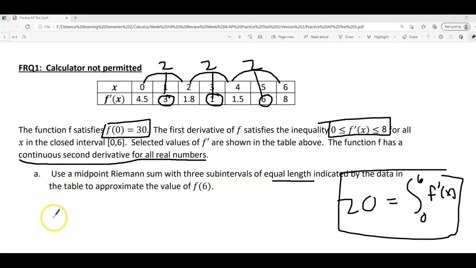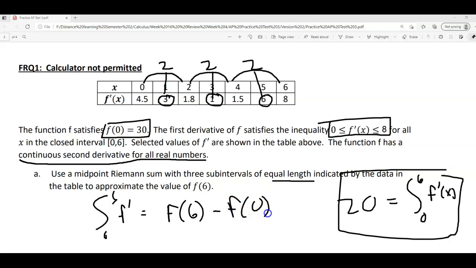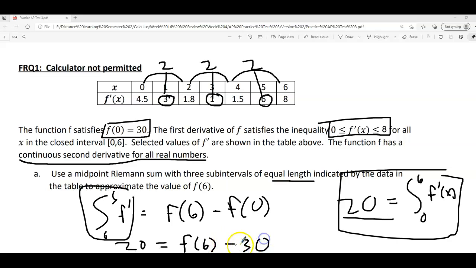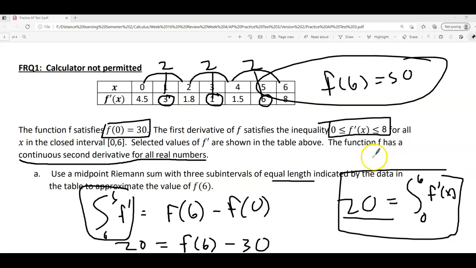Well, another way to think of this integral from 0 to 6 is to realize that if you integrate f prime, you get f, and then you're going to do 6 minus 0. And we just found out that this integral is equal to 20 approximately. We know from the given information that f of 0 is equal to 30. So if I just add 30 on both sides, I'm going to end up with the fact that f of 6 is equal to 50. Now that's the final answer. All right, let's go on to the next one.